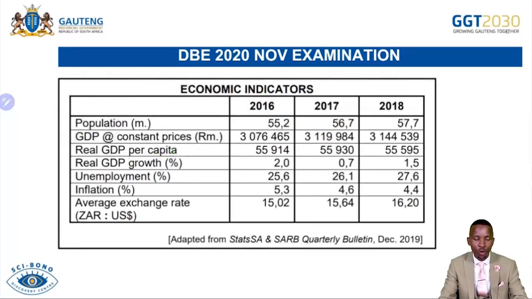In here, we go straight to economic indicators. The economic indicators we are given here: population growth, GDP at constant prices, real GDP per capita, real GDP growth in terms of percentage, unemployment in percentage, inflation, and the average exchange rate in South African rand. Adapted from the South African Reserve Bank Quarterly Bulletin of 2019. So in this case, we are given social and economic indicators. The trend is 2016, 2017, 2018. And then you go straight and check after analyzing the whole data here.